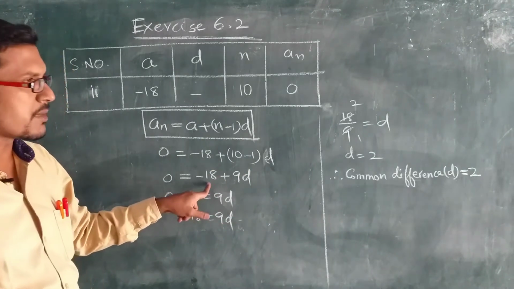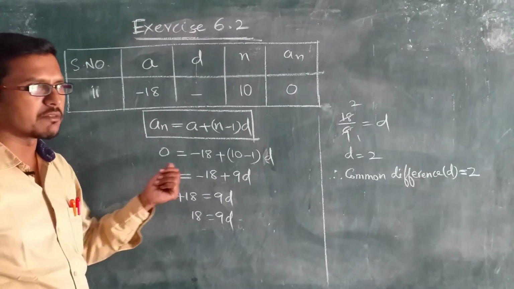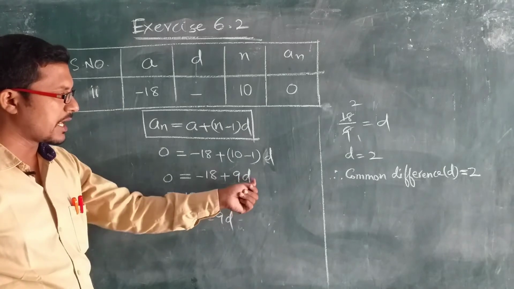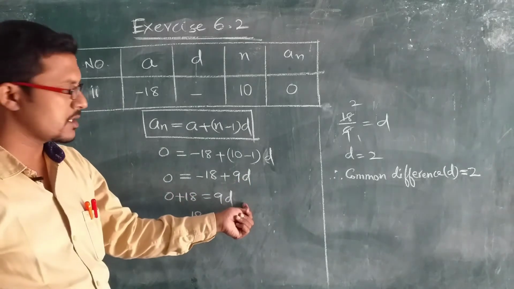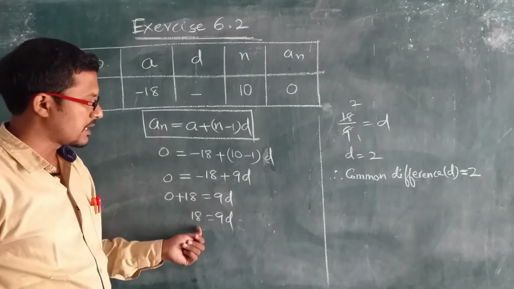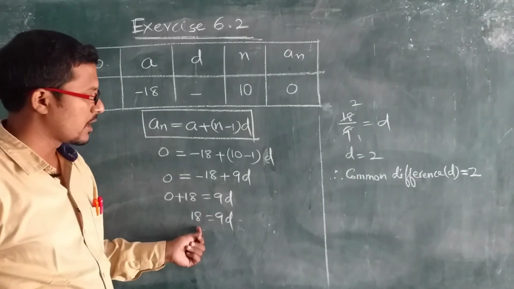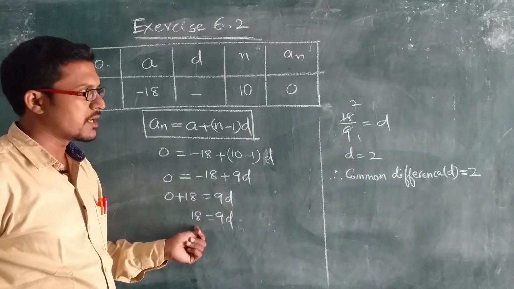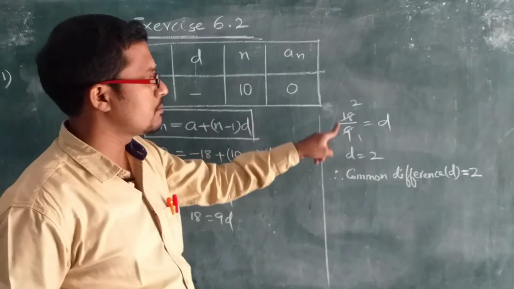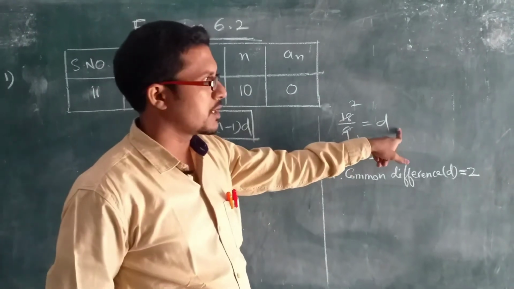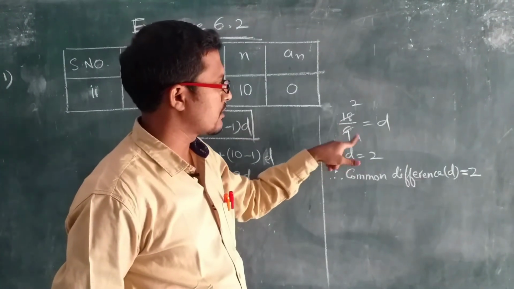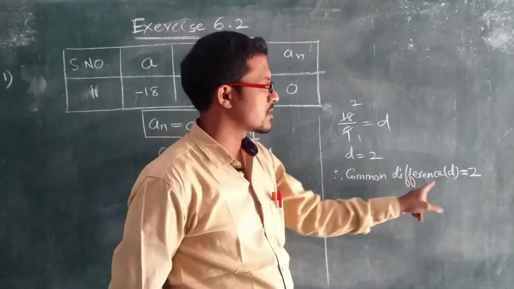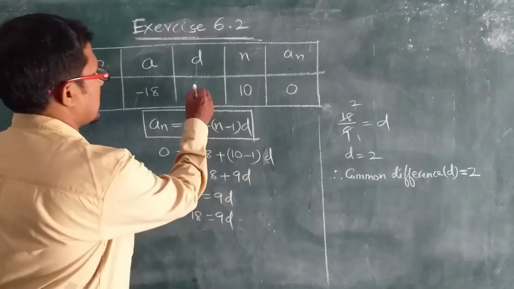Let us transpose minus 18 to the LHS. It will become plus 18, so 0 plus 18 is equals to 9D, which remains on the RHS. Now in the next step we have to transpose 9 to the LHS, so that it divides the 18. So 18 by 9 is equals to D. Let us cross here: 9 ones are 9, 9 twos are 18. So D is equals to 2. So the common difference is 2. Let us write 2 here.